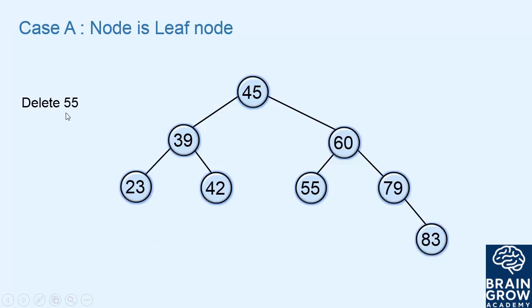Now suppose we have to delete node with key 55 from this tree. So P refers to this node, parent refers to this node. Now this node is left child of its parent. So to delete it, the left child of the parent will be set to null. So now this node is not a part of the tree.